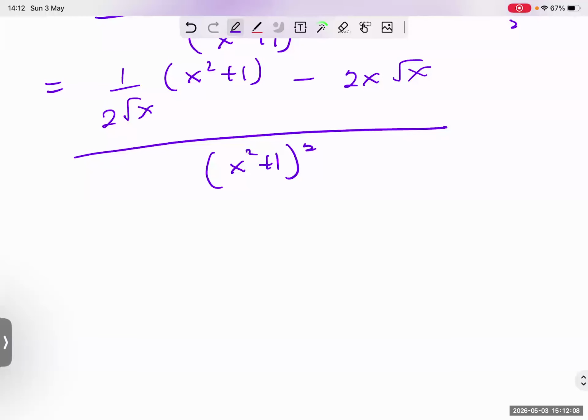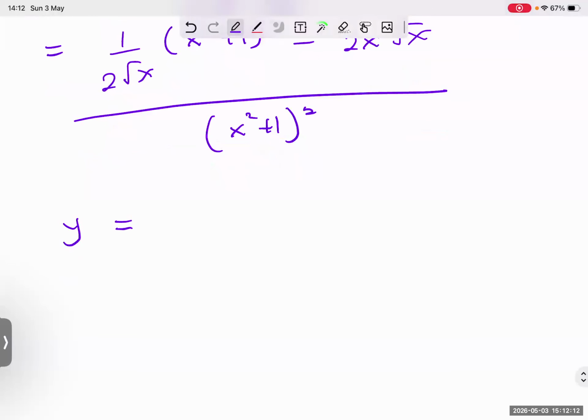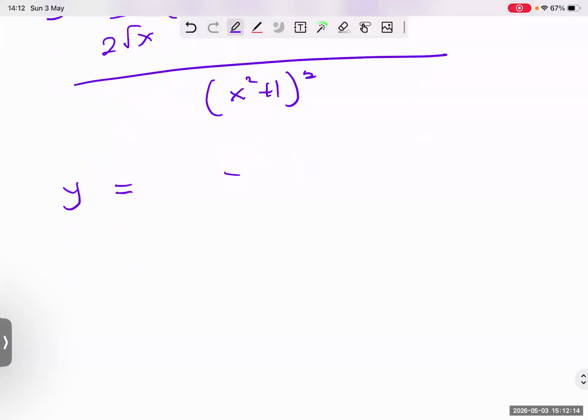Let's look at another example. Y is equal to, let's switch them around and see if we get the same answer. Let's put the x squared plus 1 at the top, and then the root of x at the denominator side. Once again, we cannot divide these two functions. Therefore, we need to treat it as two different functions.